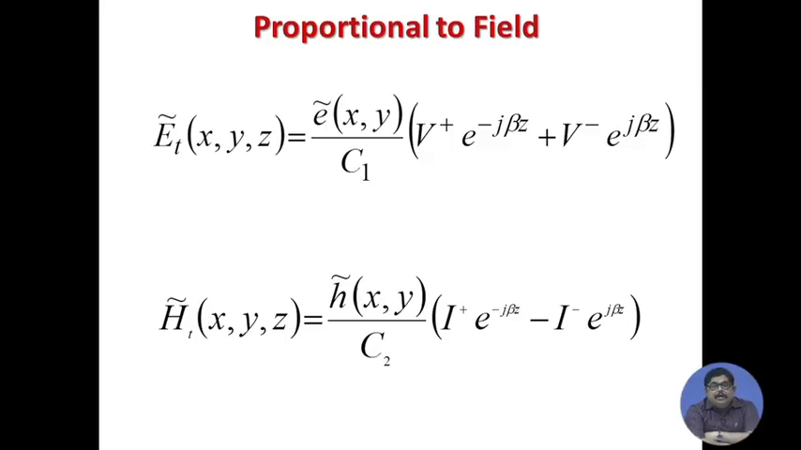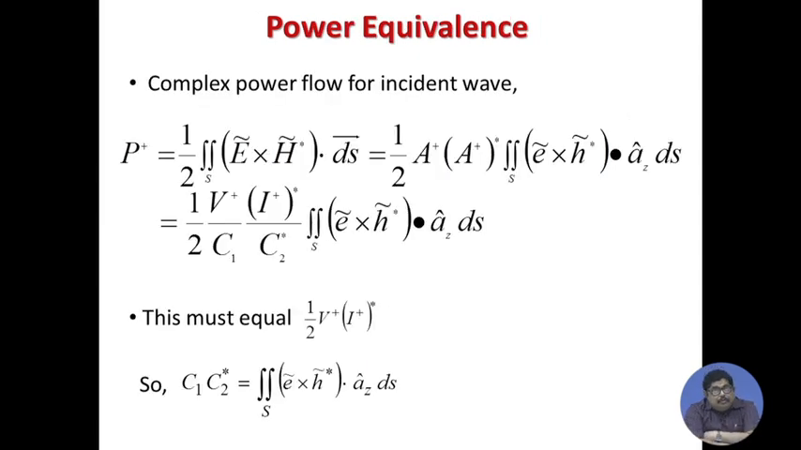Obviously, the eigenfunction will be there, but other parts we are writing as V plus by C1. Similarly, the magnetic field is made proportional to the current. The constant of proportionality in this case is C2. Now, we are forcing the power flow condition, that instantaneous power flow should be the product of voltage and current.